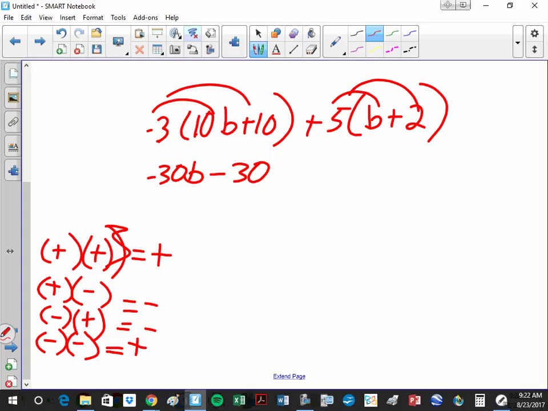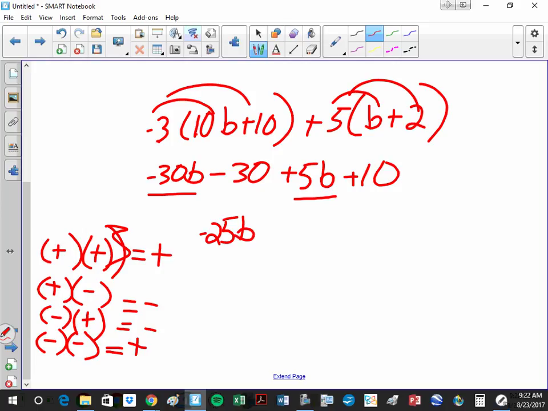Good. And then what's the next distribution going to give me? Plus 5b plus 10. Do I have like terms? Yes. How many sets of like terms do I have? 2. What are they? The b and the constant. So I put my b's together. Negative 30b and 5b turns into negative 25b.